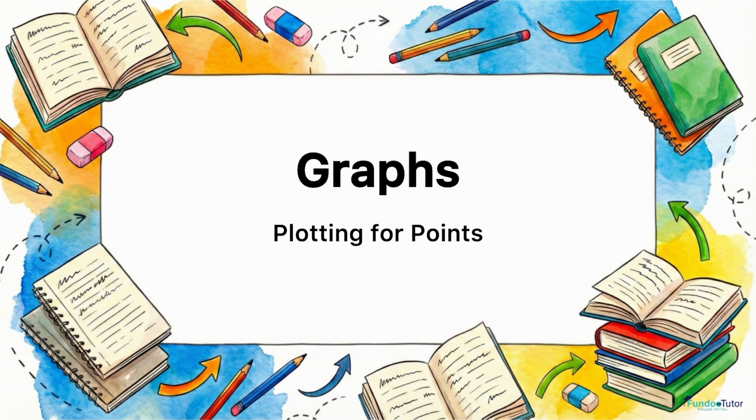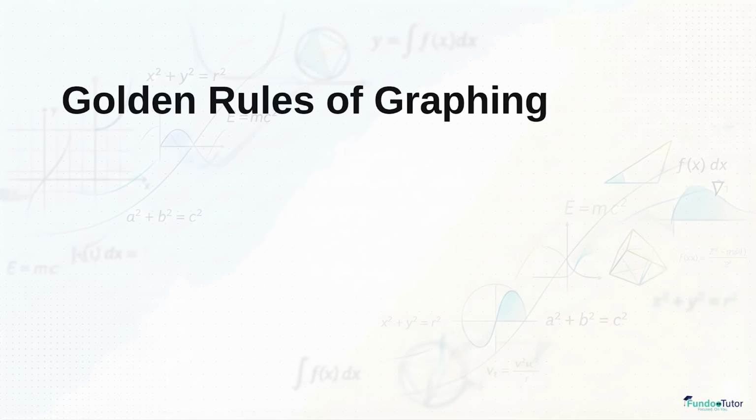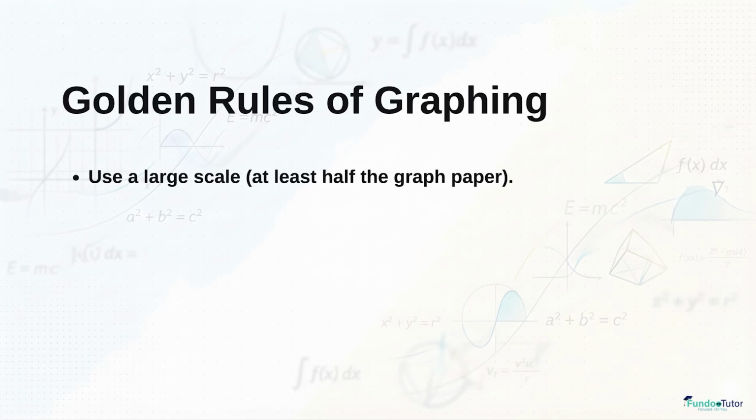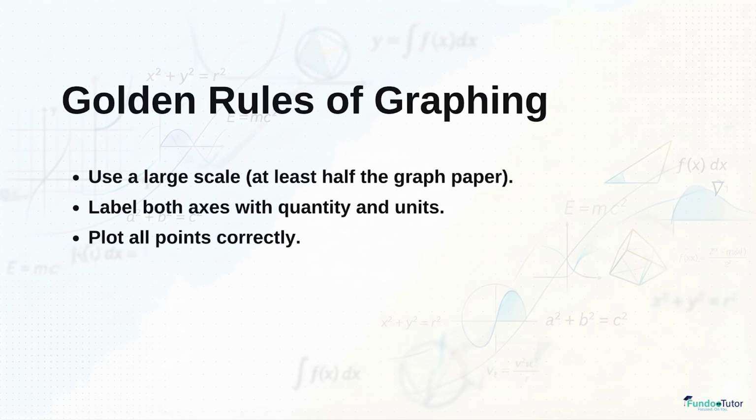Okay, let's move on to our next big topic: graphs. This is a section where marks are pretty much guaranteed if you just follow a few simple golden rules. Don't think of these as suggestions. Think of them as your checklist for getting full marks. First, use a large scale. It has to fill at least half the graph paper. Second, label both your axes with the quantity and its unit. Third, plot your points as precisely as you possibly can. And finally, draw a single thin line of best fit. No sketching, okay? One clean line.